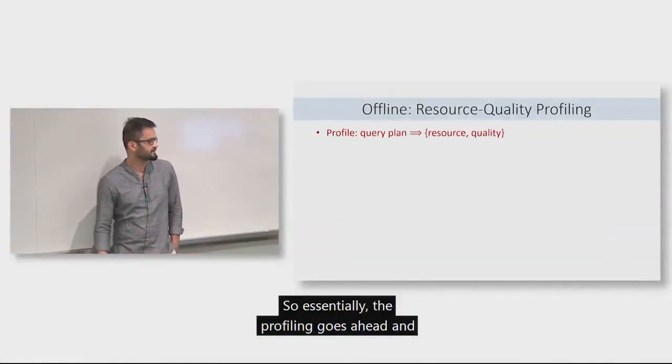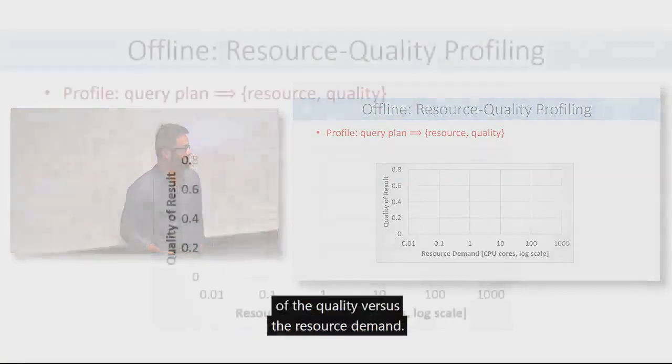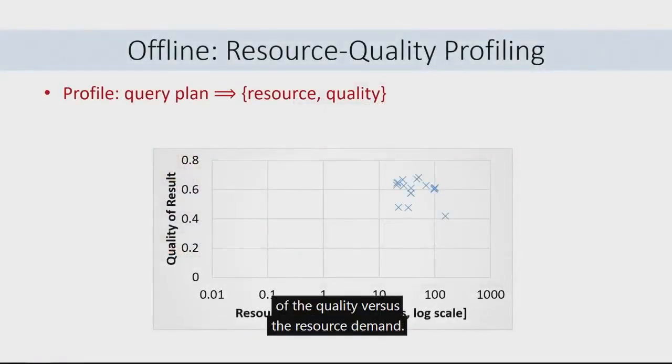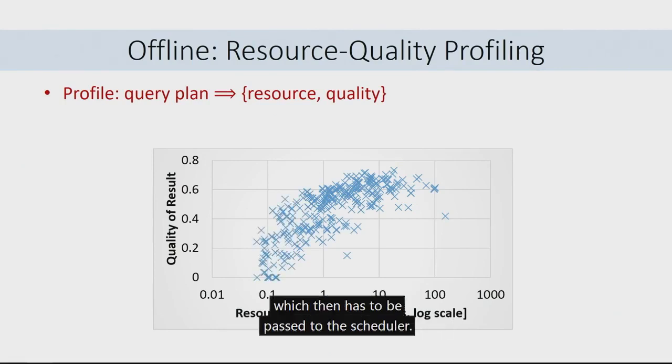So essentially, the profiling goes ahead and, as I said, generates this 2D plot of the quality versus the resource demand. We're smart about the fact that the profiling has to not consume too many resources. But then at the end of it, we end up with this 2D graph, which then has to be passed to the scheduler. And often there are a lot of options now available.